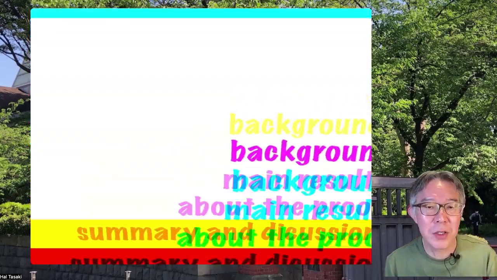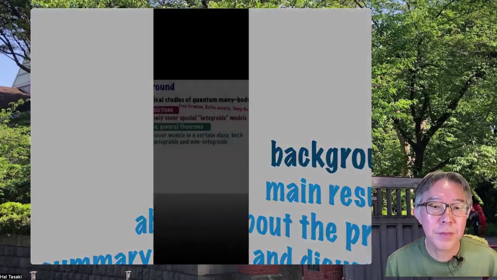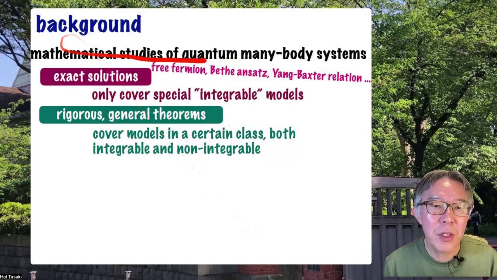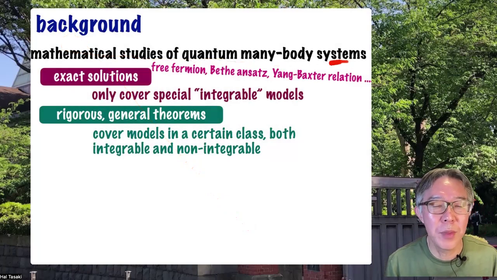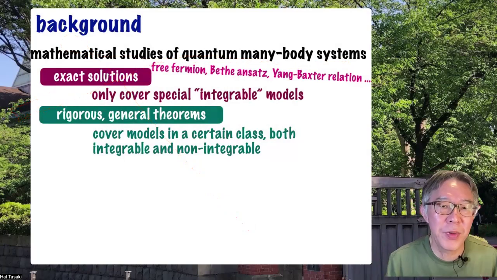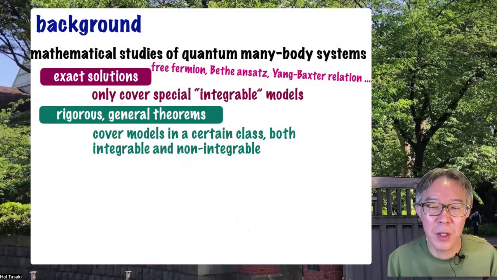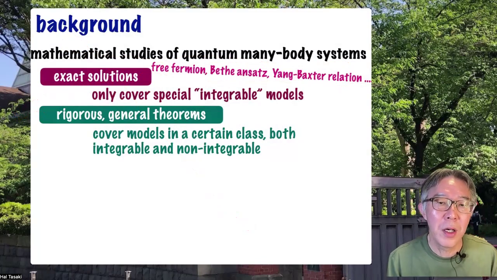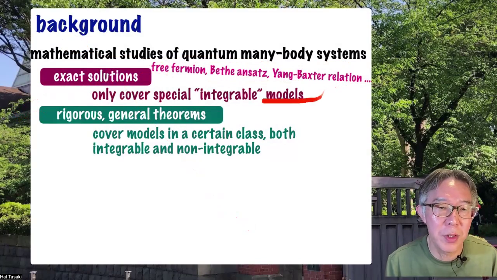So anyway, let's get started from the background. Mathematical studies of quantum many-body systems can be roughly divided into two classes. In one class, you try to solve specific models exactly by using sophisticated techniques. Of course, this is a very rich field, and you get very detailed, precise information about the models. But this applies only to special models that are solvable or integrable.